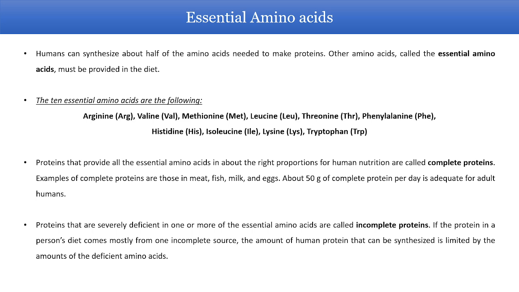The 10 essential amino acids include arginine, valine, methionine, leucine, threonine, phenylalanine, histidine, isoleucine, lysine, and tryptophan. So proteins that provide all the essential amino acids in about the right proportions for human nutrition are called complete proteins.